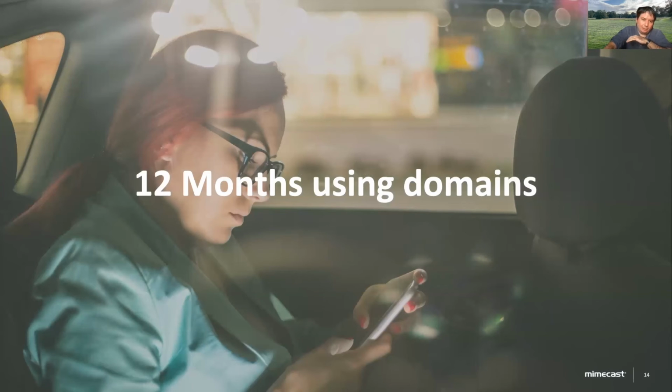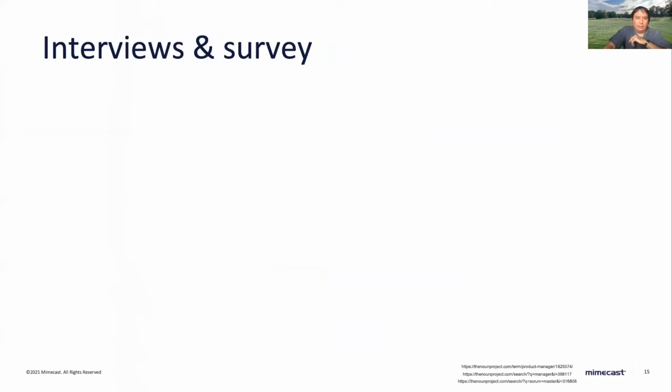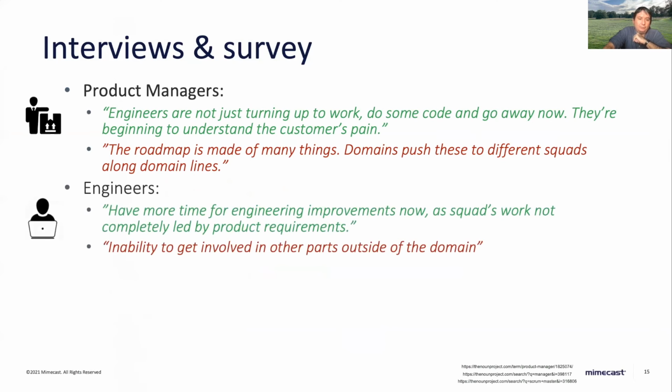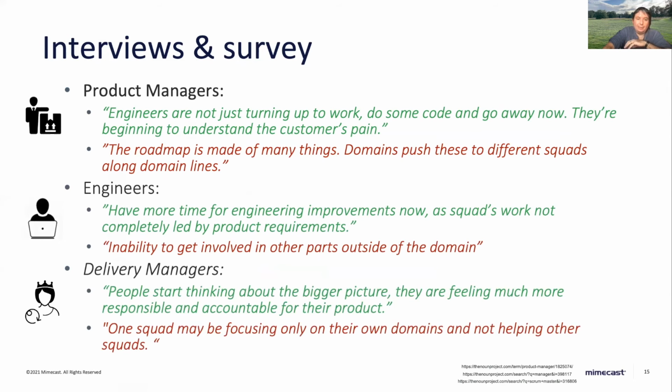12 months after rolling out the domain model to our engineering group, we circled back to see its impact. We conducted interviews with the various stakeholders, such as product managers, engineers, and the delivery managers, to hear what they had to say. Product managers were generally receptive and sometimes even enthusiastic, despite being the group with the biggest initial reservations. Engineers were happy to be finding more time for engineering investments, and in general, better clarity about ownership. Delivery managers were happy to see that the teams were creating stronger identities, and there was a sense of ownership compared to the past.